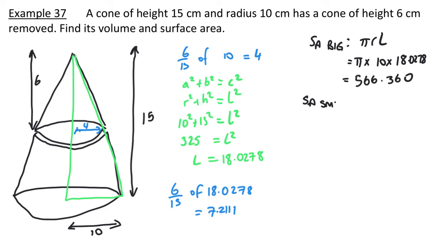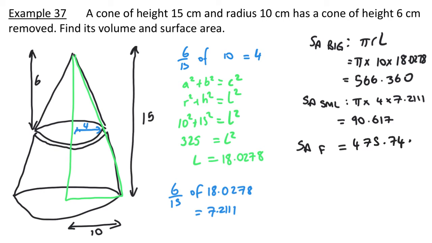Surface area of the small cone, again, it's going to be pi r l, so it's going to be pi times 4 times 7.2111, which is 90.617. So the surface area of the frustum, which is the difference in those two areas, is going to be 475.74 square centimeters. But that's only the curved surface area, so that's only the bit around the outside.